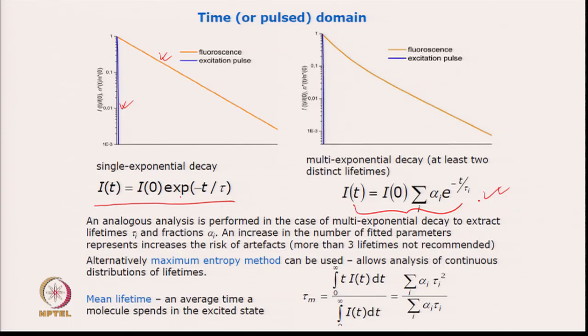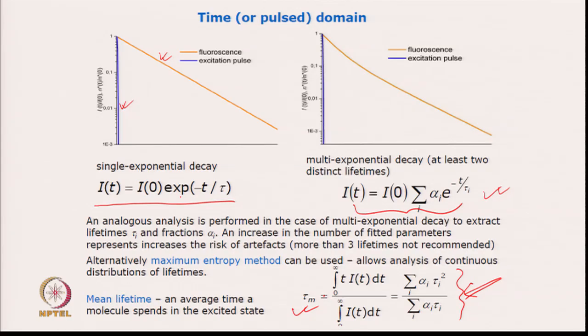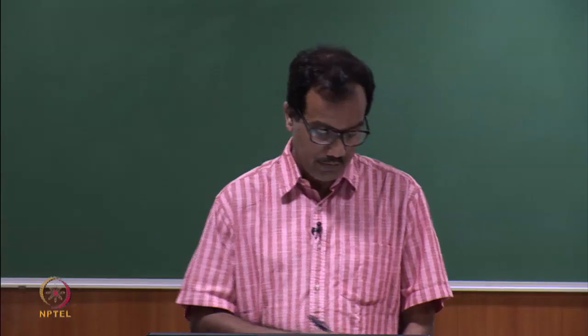So, we can calculate the mean lifetime, and the mean lifetime is calculated using, if you remember what you have studied in the BSc quantum courses, you will remember how to get the lifetime. It is simply the integral from 0 to infinity of t multiplied by I(t) dt, divided by the integral from 0 to infinity of I(t) dt. So, this is the way you calculate the lifetime of a fluorophore.